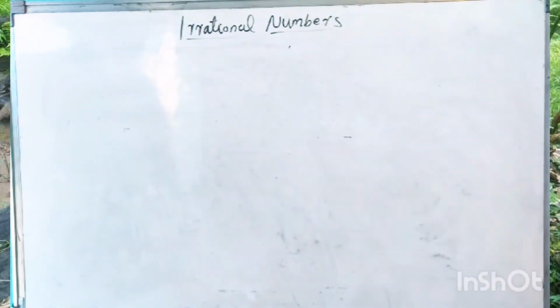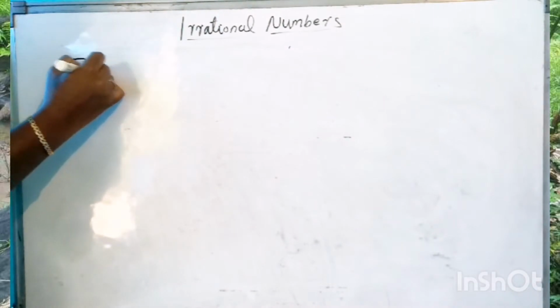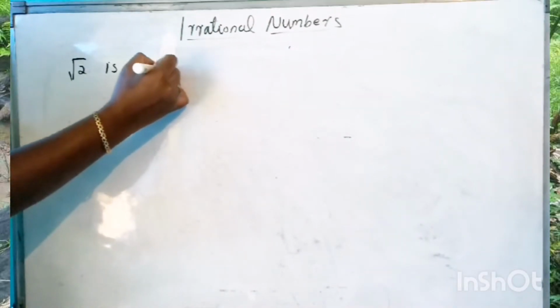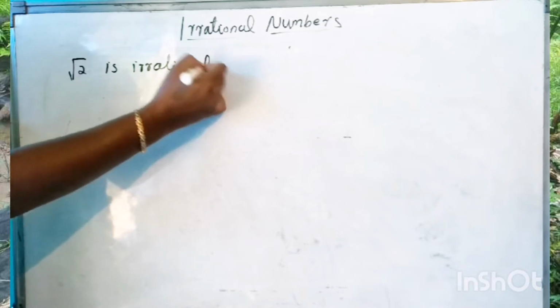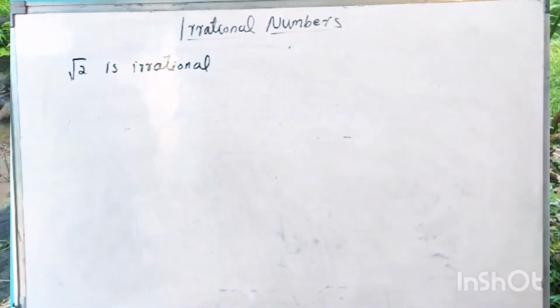So first I am going to prove root 2 is irrational. We know that root 2 is irrational. Here we are going to give the proof for that. Root 2 is irrational, this we need to prove.